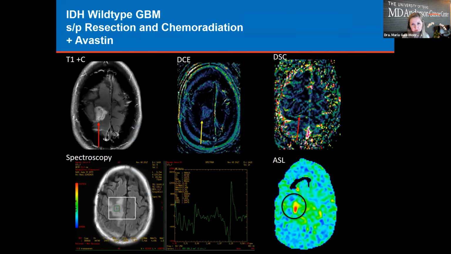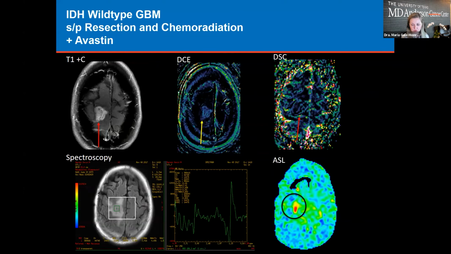And finally, this is a patient with glioblastoma, also status post resection and chemoradiation. And this is another case where the lesion location was challenging, near the vertex. Additionally, the patient was on Avastin. So is this recurrence or radiation necrosis?